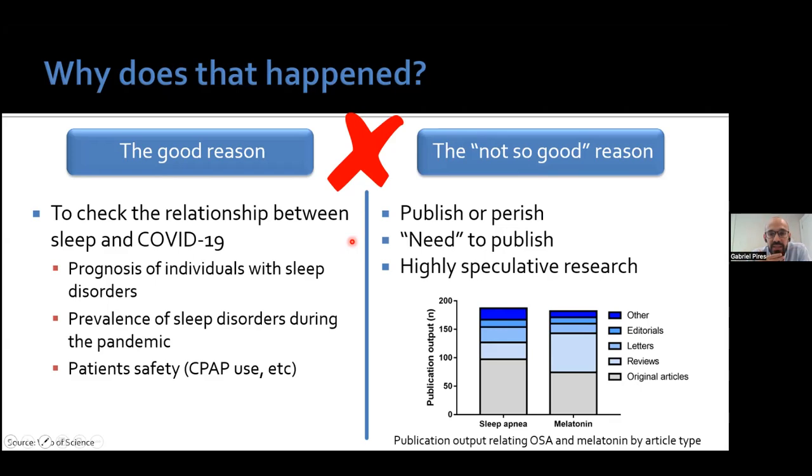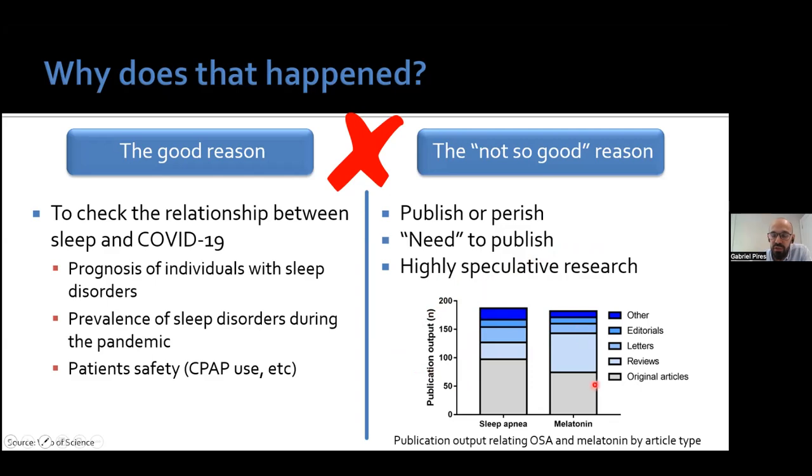But the not so good reason was basically an effect of this publish or perish paradigm. We had to publish, and many people saw in the COVID pandemic a good opportunity to start publishing debatable papers in a very easy way. And you can see that during the first 2 years of the pandemic, 2020 and 21, the amount of highly speculative research was evident.